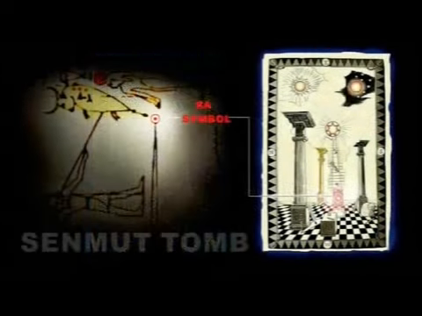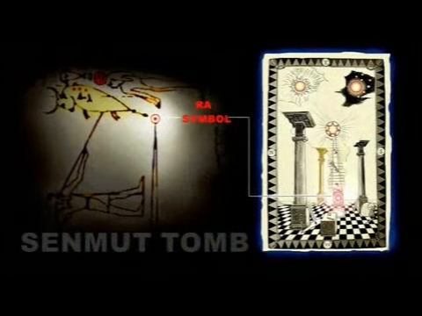But you can compare now, the Ra symbol is also on this diagram. It's at the bottom of the ladder. This is very important, or beam of light, or a ladder, we're not sure. And there's also a key on the ladder. I believe the key represents the key of Solomon, and I'm going to detail that in a few minutes.